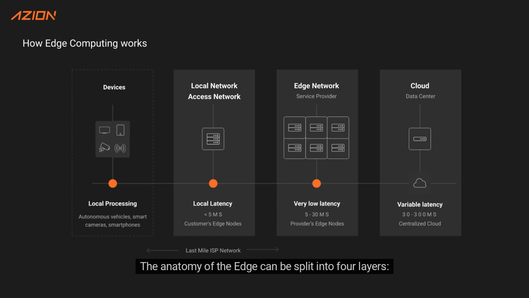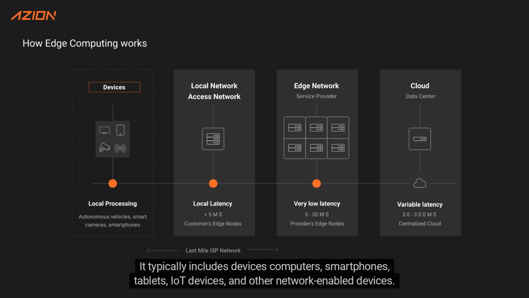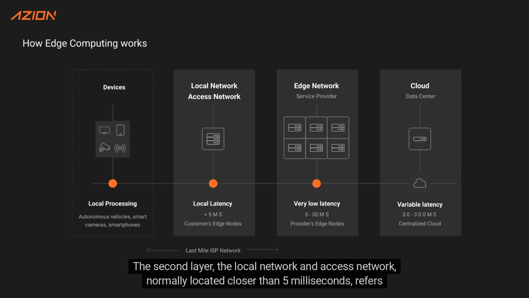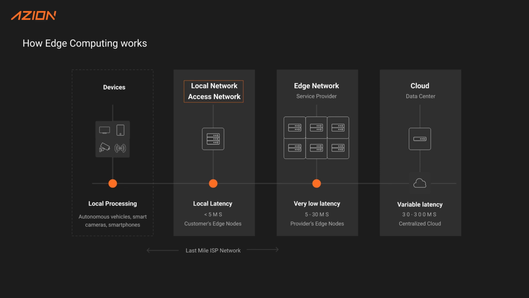The anatomy of the edge can be split into four layers. First is the layer of devices that can communicate and share data with each other. It typically includes devices, computers, smartphones, tablets, IoT devices, and other network-enabled devices. The second layer, the local network and access network, normally located closer than 5 milliseconds, refers to the network infrastructure that is located close to the edge devices.